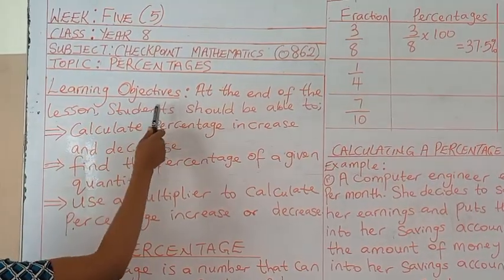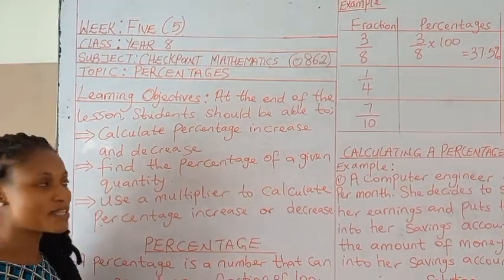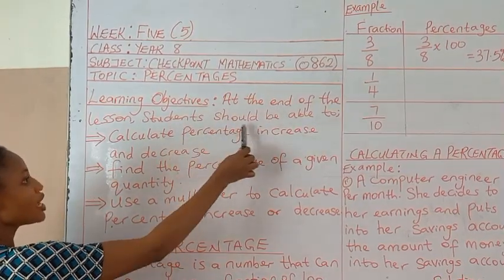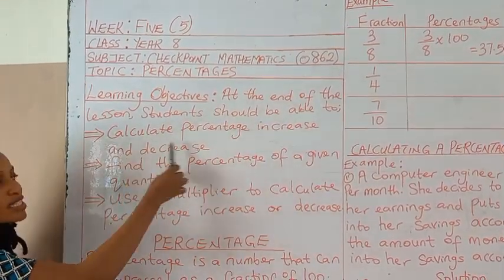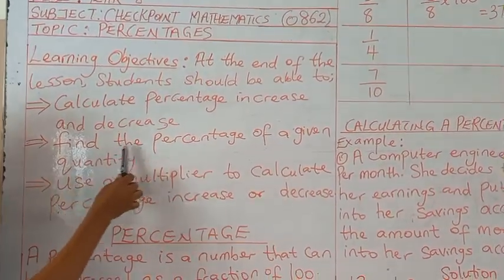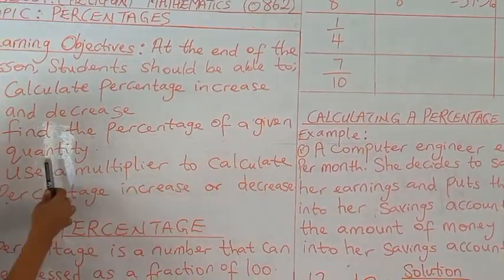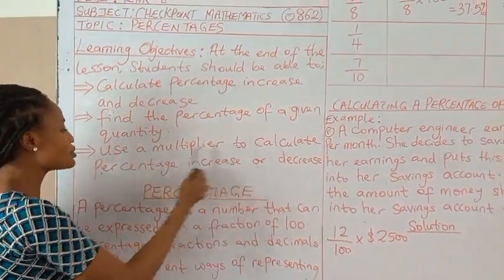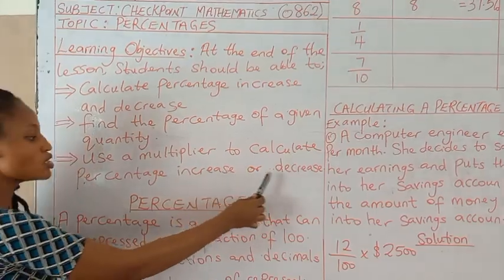At the end of this lesson, these are the learning objectives expected of you as students. At the end of the lesson, students should be able to: 1. Calculate percentage increase and decrease. 2. Find the percentage of a given quantity. 3. Use a multiplier to calculate percentage increase or decrease.